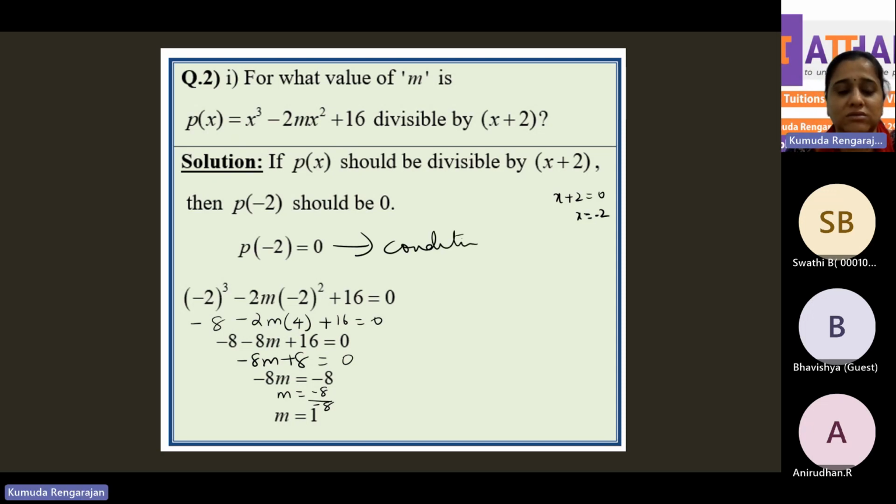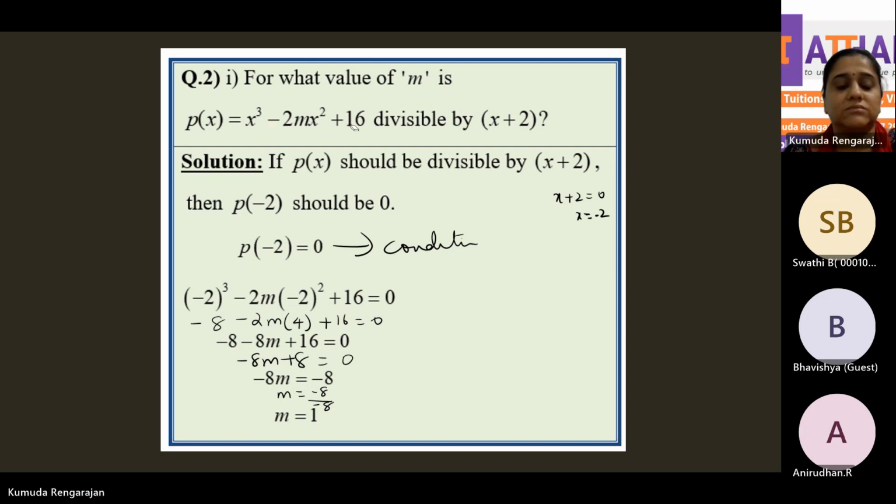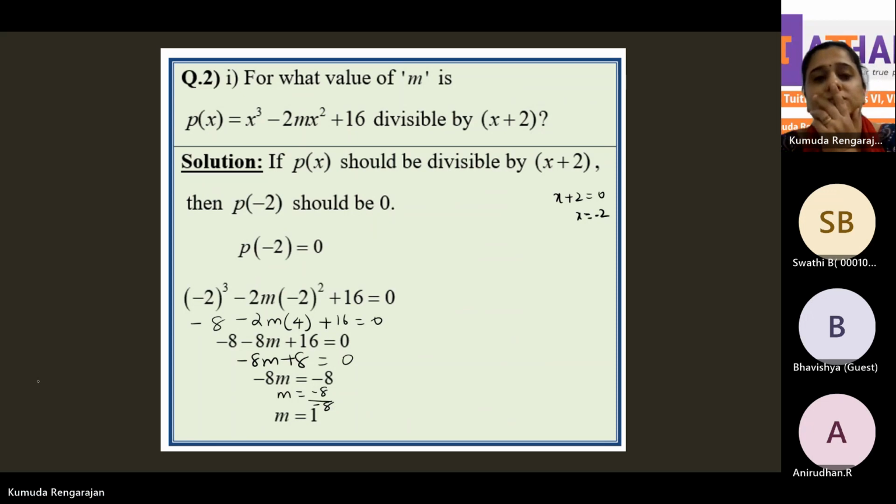Once you write that condition, then you will substitute. Under P of minus 2, you will express that. That is, in this one, wherever there is x, you will use minus 2 is equal to 0. So on solving this, you can find the value of m. Online students? Got it? Finished? Yes, ma'am. All right.